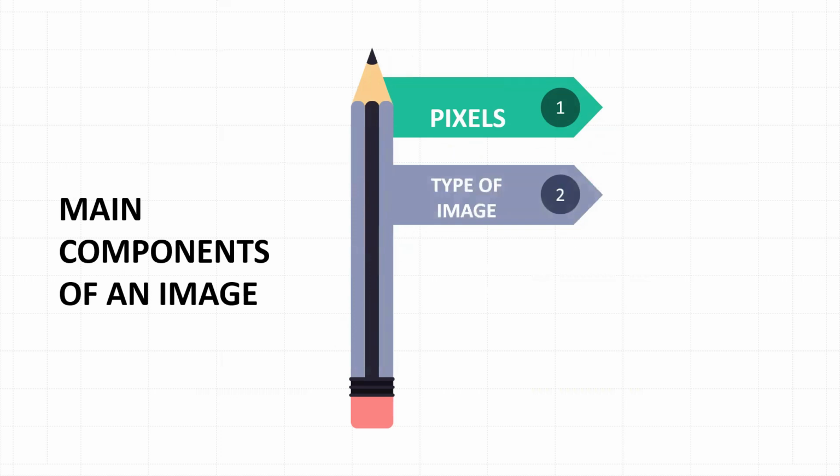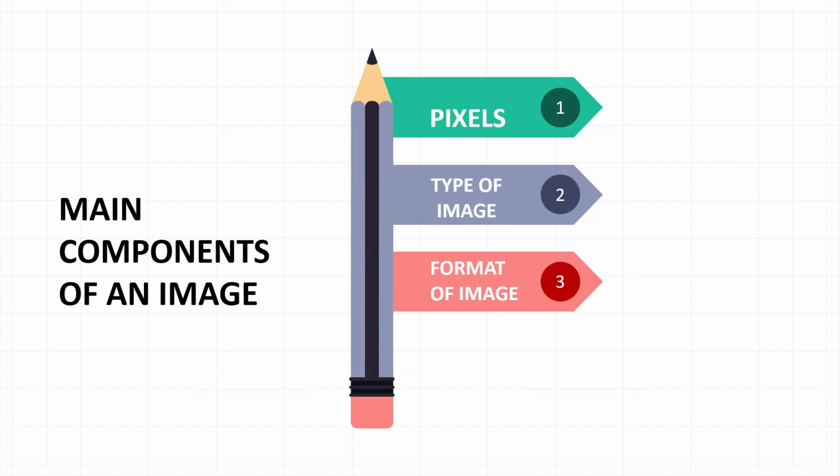And the second one is the type of the image. However, we'll discuss this later. The type of the image means, is it a binary image, a grayscale image, or a color image? Which type of image do we have to take? The type of the image tells us what is going to happen in the image processing.